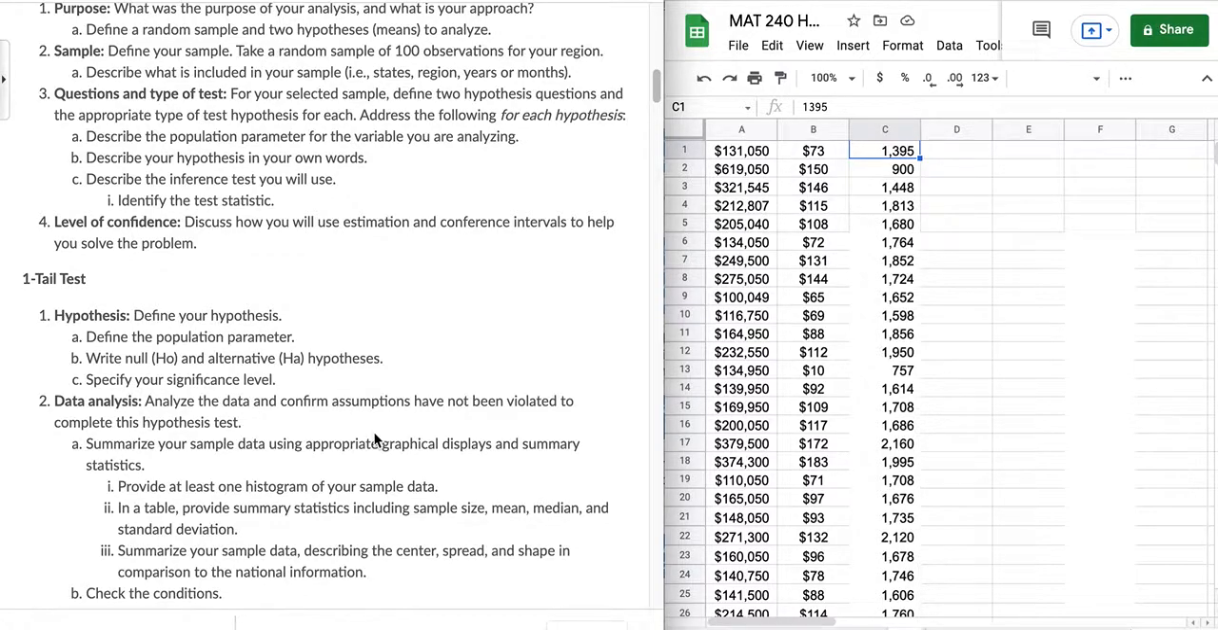So, level of confidence, estimation, confidence intervals. Oh, so this is just where you give a summary of what you're going to be doing. You're going to use confidence intervals. Remember, confidence intervals. If your test statistic is in your confidence interval, then you can't reject the null hypothesis. You can't claim that there's a statistically significant difference. If that number is to the right of your confidence interval, then that means you can reject the null hypothesis.